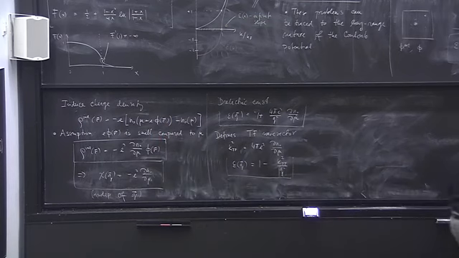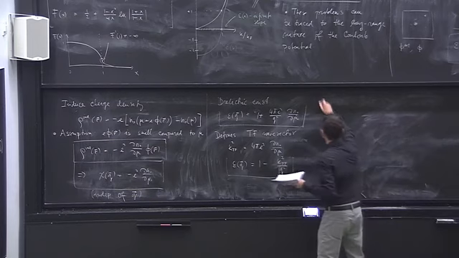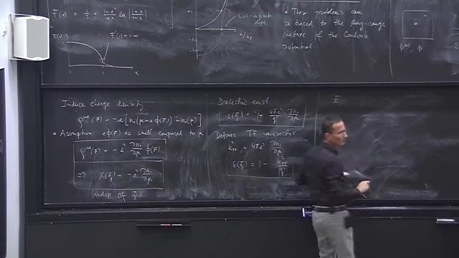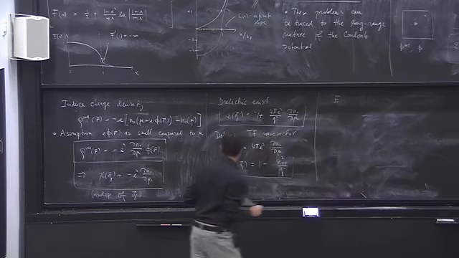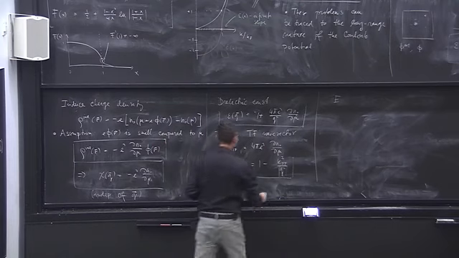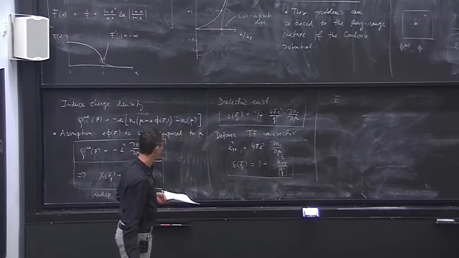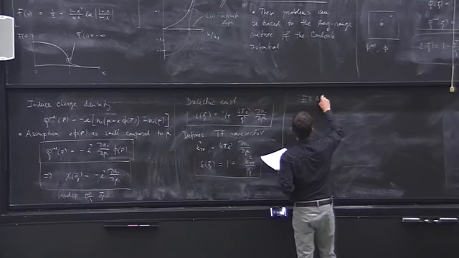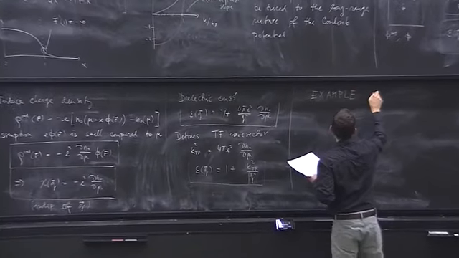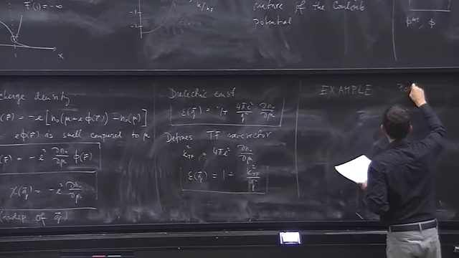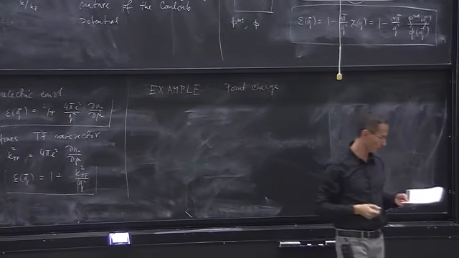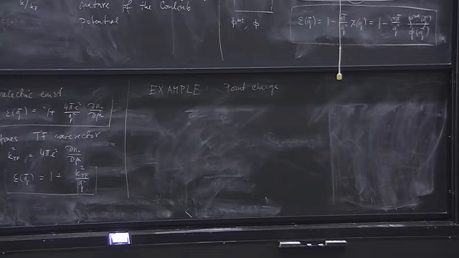So let us now do an example. So we did this fairly abstract calculation, but how does this translate? So example, a point charge. How does the point charge that I insert into a metal get screened in Thomas-Fermi approximation?